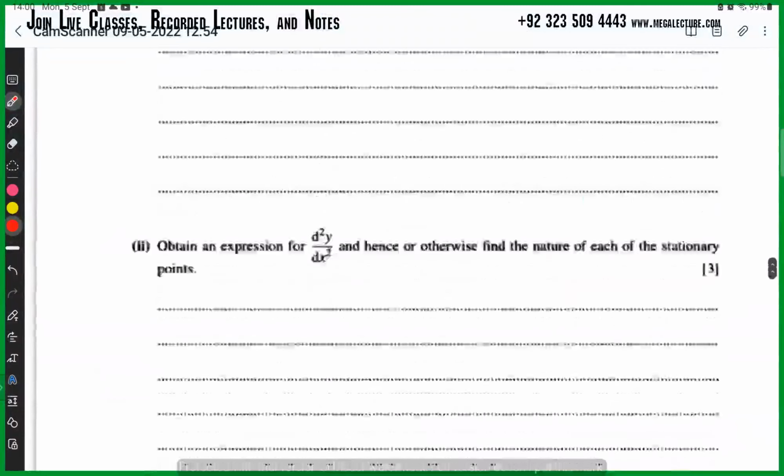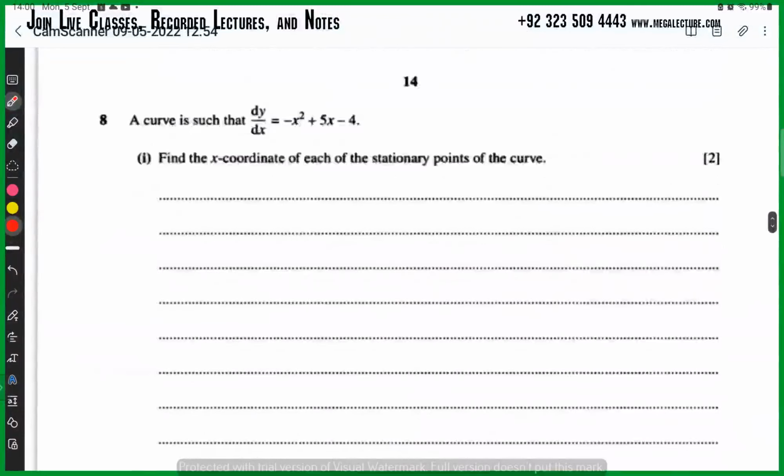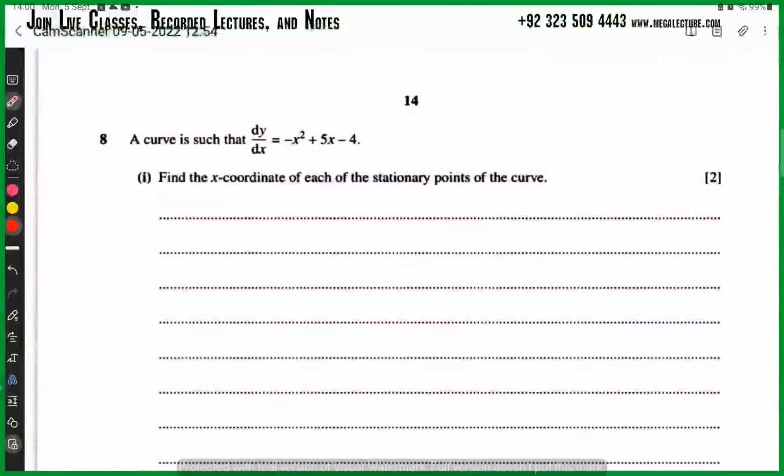And the question says, a curve is such that dy by dx is minus x squared plus 5x minus 4. Forget the first part. We have not discovered stationary points yet. We'll talk about that later on. Miss, we can just make dy upon dx 0, right? Yes, very good, well done. Excellent. So this means that you know this, so let's try doing it as well because we have already discussed this with Munya.